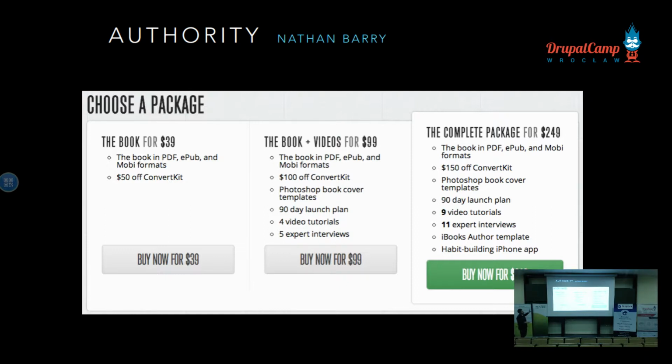Whatever happens, Nathan Barry wins. He gets a sale. So his top package is very expensive, $249. It's a lot of money, but he's offering a lot of value. He's got 9 video tutorials. He's got 11 interviews with experts, which are also in video form. He's got an iBooks Author template. He's got an iPhone app. He's got another template for Photoshop, and he's got a voucher off some of his software that he sells.